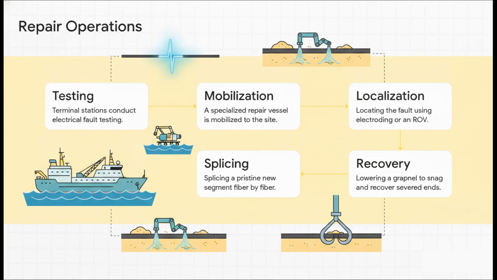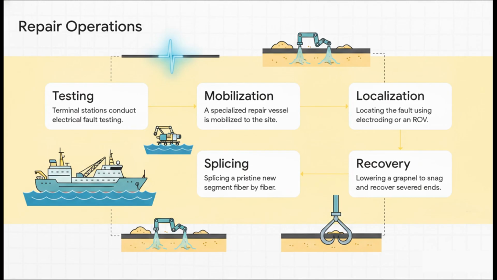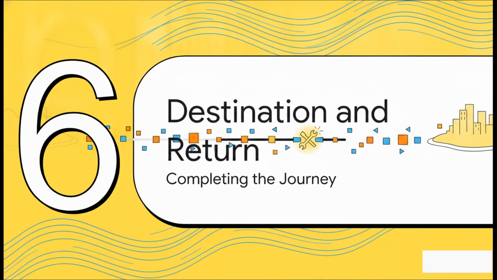On board, the damaged section is cut out, and a pristine new segment is painstakingly spliced in, aligning those hair-thin fibers entirely by hand. After rigorous testing confirms the connection is good, the heavy splice is lowered back down, and an ROV uses high-pressure water jets to dig a trench for reburial, finally protecting the repair. And finally, Section 6, Destination and Return.